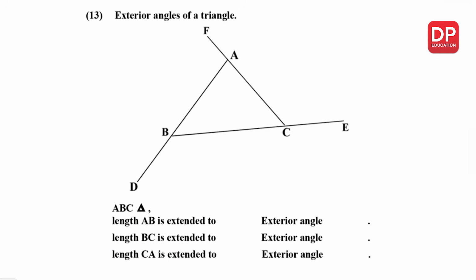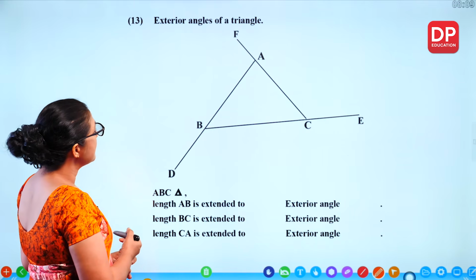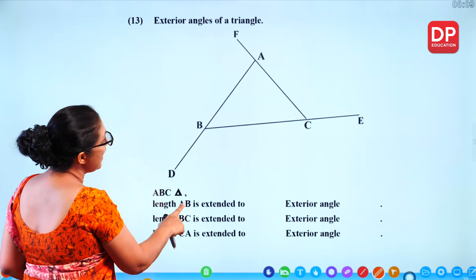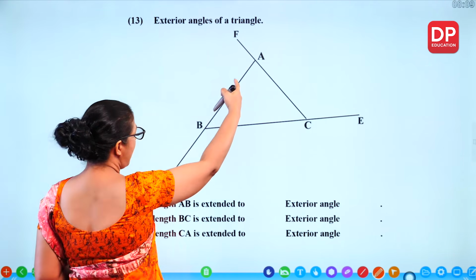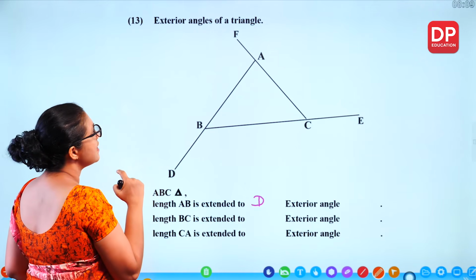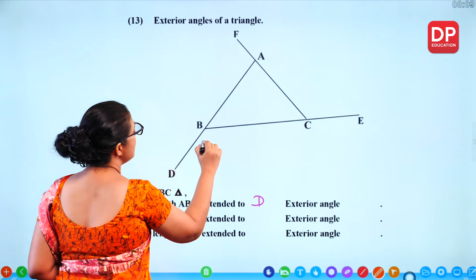Exterior angles of a triangle. Now we'll take this triangle ABC. Length AB is extended to D. What's the exterior angle you get? DBC.